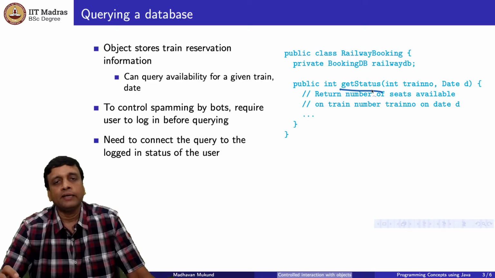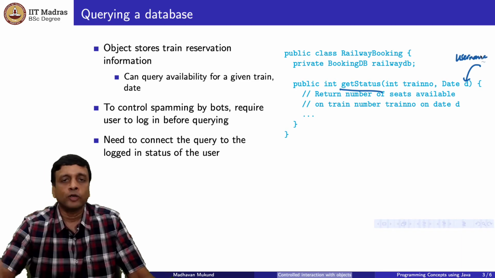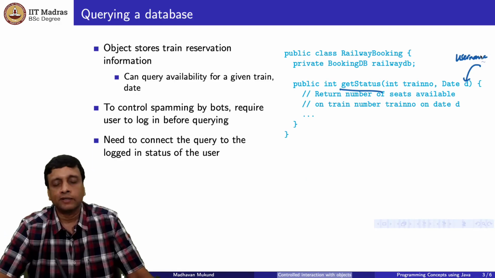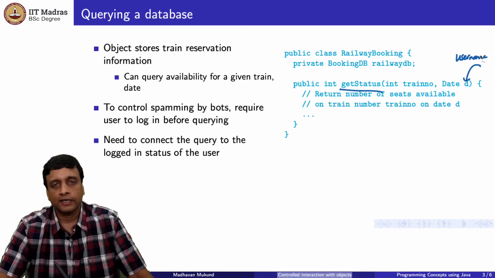But still, when somebody actually makes a query, how do you validate that the person who makes the query is one of the people who is actually logged in? Of course, you could make it very tedious and ask that person to provide their user name here also. So you can't just make an anonymous query. You can't just say, give me the situation for this train number and this date. You have to say, give me the train number and this date, and I am this user, and then you can validate whether that user is currently logged in or not.